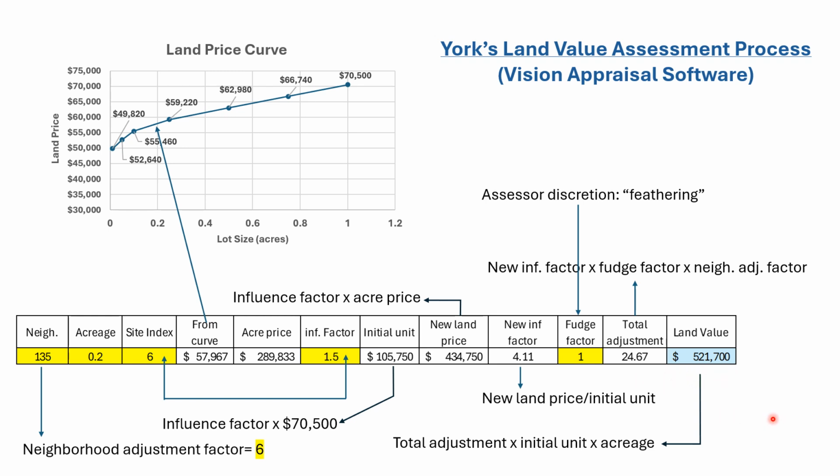This value can be further adjusted by a fudge factor, but for our purposes, we will leave it at 1. Now, since every neighborhood has its own neighborhood adjustment factor and every site index its influence factor, the situation is confounded and it's not possible to compare properties directly. The easy solution is to calculate all properties at the same site index and neighborhood factor. I chose site index 6 and neighborhood adjustment factor 6, but any numbers will do. Now the only variable is acreage. This simplified calculation gives one unique land value for every lot size.